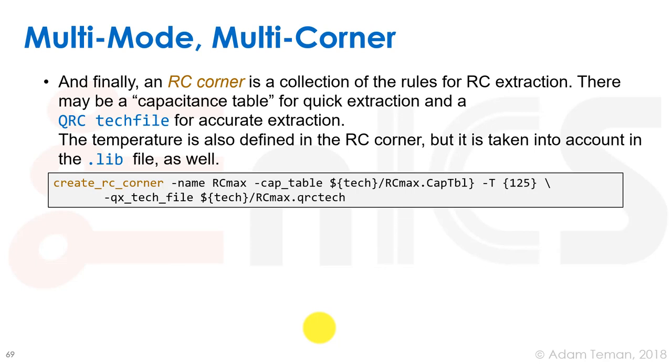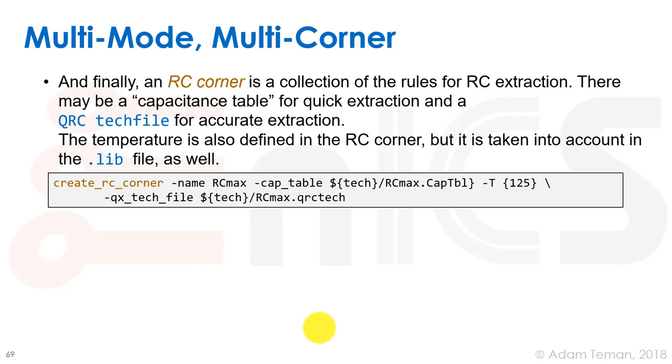The last part of our MMMC definition is an RC corner, and it's just a collection of the rules that are needed for RC extraction. Usually in Cadence tools, we use something called a QRC tech file, which is a binary file, which tells the tool how to run extraction. Now, we'll discuss it a bit later in the course, but there are different types of RC extraction when we have, as I mentioned before, wide and high metals or thin and small metals, and so on.